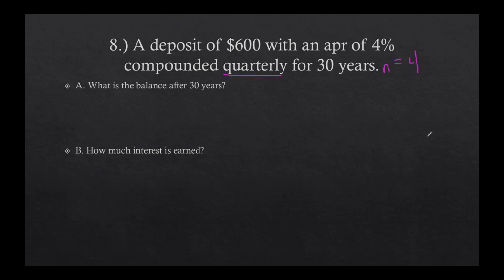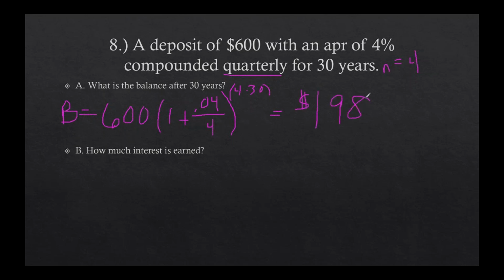Yep. First answer to come in is a correct one. Start with our principal. 1 plus the APR, changed to a decimal, divide that by 4 because of the quarterly, and then I take the 4 times 30 as my exponent. And as they're starting to come in, we end up with $1,980.23. What does that make my interest? $1,380.23. Very good. Oop, forgot my 2. Yeah, there we go.